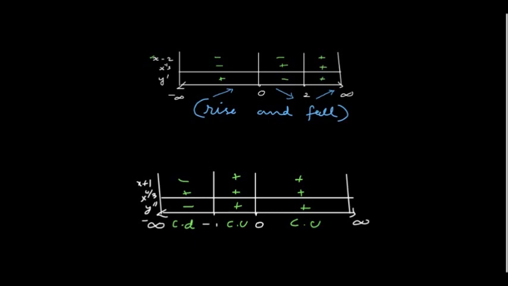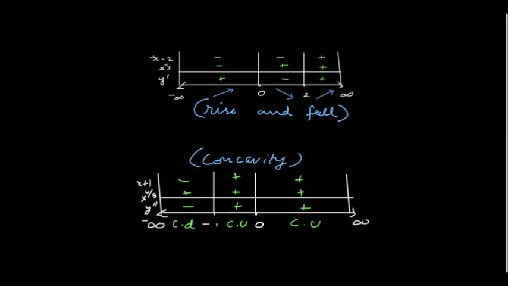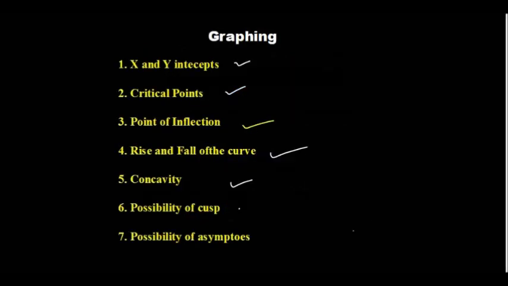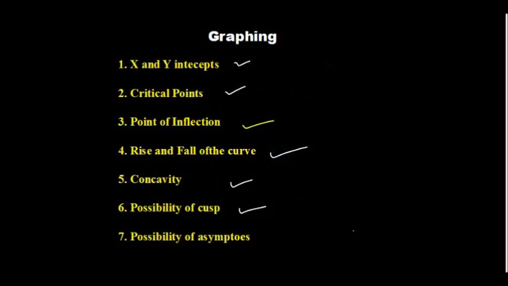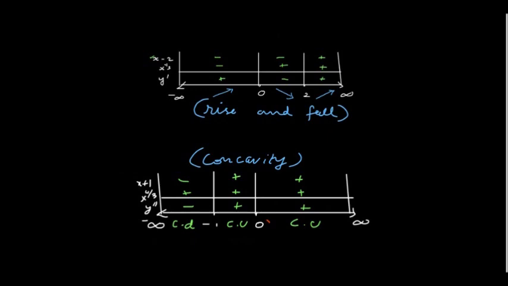Now the next step is you have to check the possibility of a cusp. So how to check the possibility of a cusp? First thing, from the last scene, you can see around the point 0, this side it is concave up and this side also it is concave up, means the concavity is not changing at 0. So there is a chance to have a cusp at this point. To check whether it is a cusp or not, you have to check the limit.